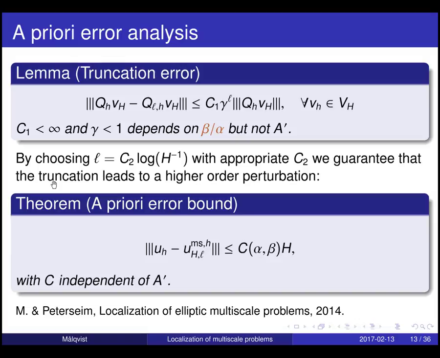What is not so nice is that this high contrast, possibly high contrast, enters in these constants. So we get rid of the derivatives of A, but not the contrast in the decay. Okay, so given this, we choose L, the size of the patches, proportional to the log of h to the -1. Then this will give us a higher order perturbation if C2 is chosen properly, so we can get an a priori bound of the difference between the multiscale approximation and the reference solution, which is independent of the variations in A and scales with a capital H, which was the goal. And this was done a couple of years ago in collaboration with Peterseim and Zhang.